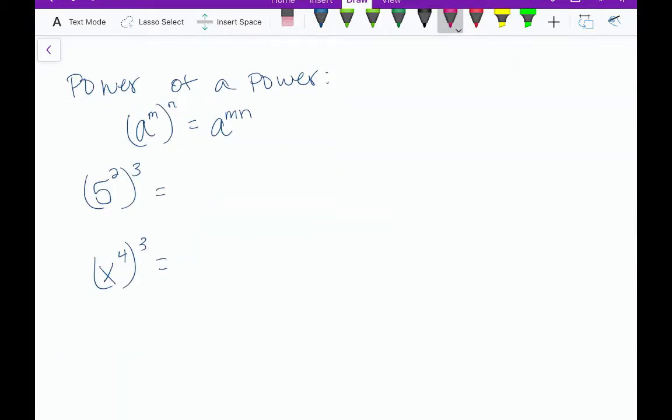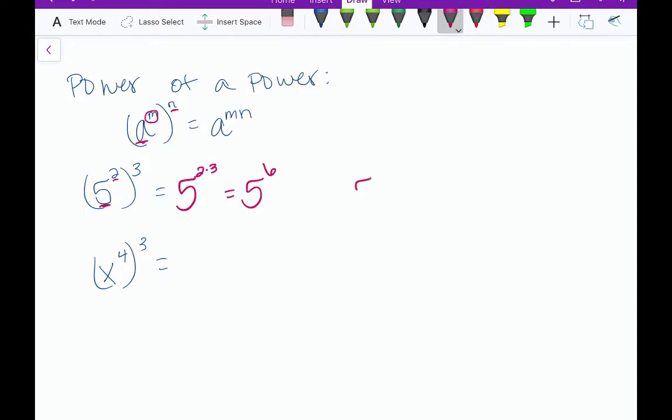Now we're going to look at the power of a power rule, which means we have a base raised to an exponent that is then, all of that is then raised to another exponent. That's the n. So the rule is that we multiply the exponents. We keep the base the same. So here's our base 5 raised to the 2nd power, and then this entire quantity, 5 squared, is raised to the 3rd power. So this is the same as 5 to the 2 times 3, which is 5 to the 6th power.